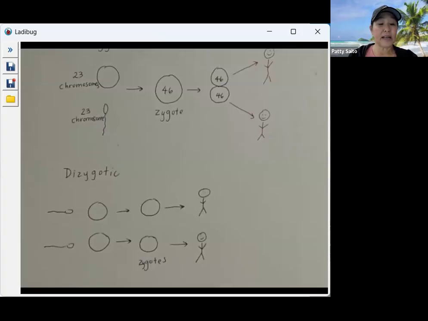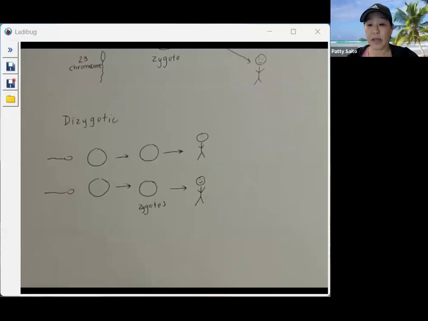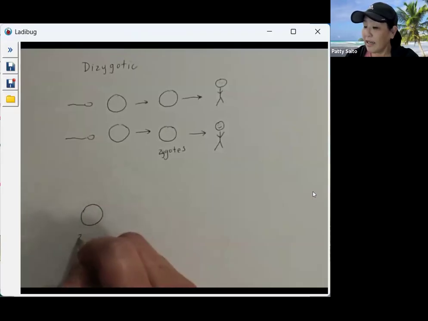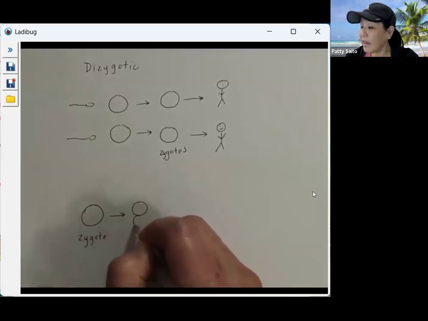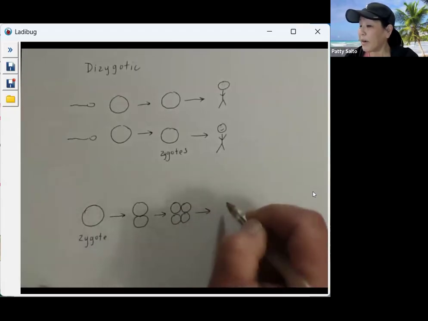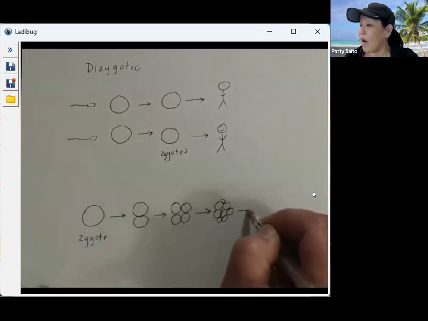So let's look at some of these next stages. The question is, what is a morula? What is a blastocyst? After the zygote is formed, here we have our fertilized egg, our zygote. This cell will begin dividing. It will divide. It will divide. It doesn't really get bigger, and it forms a ball of cells.